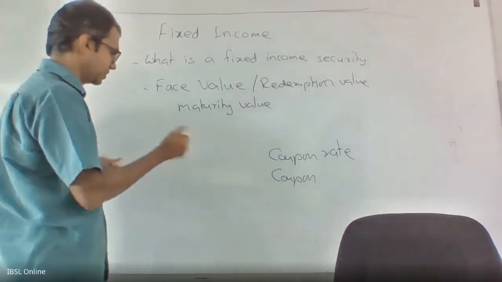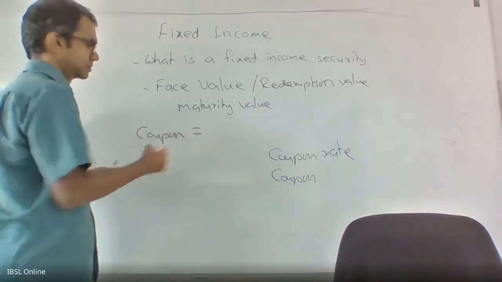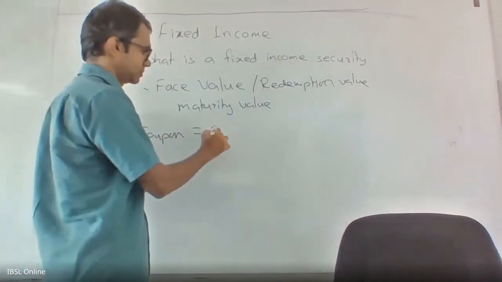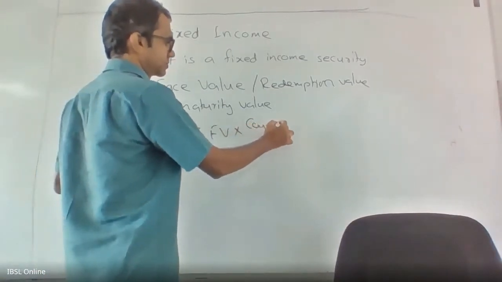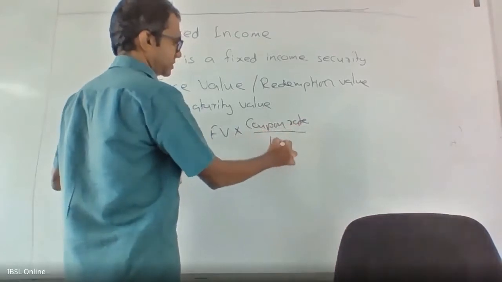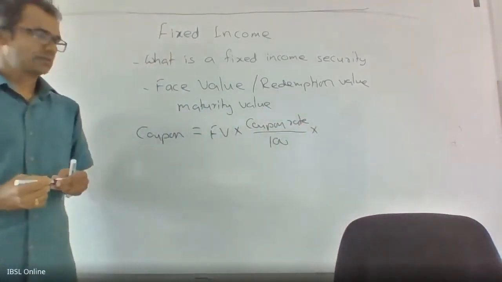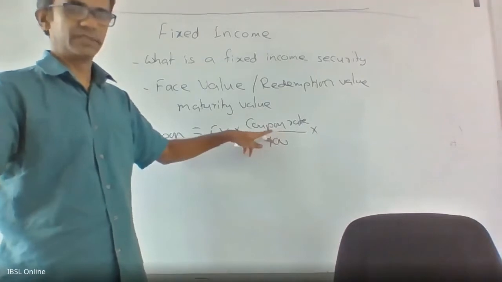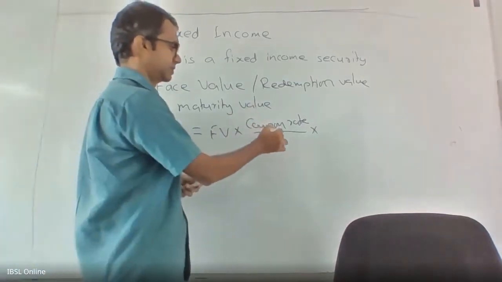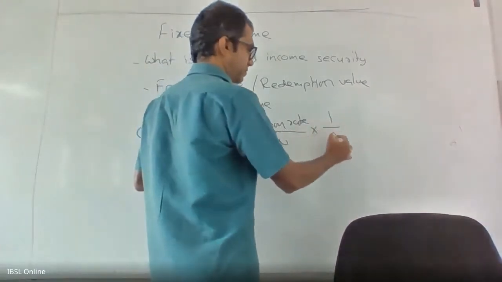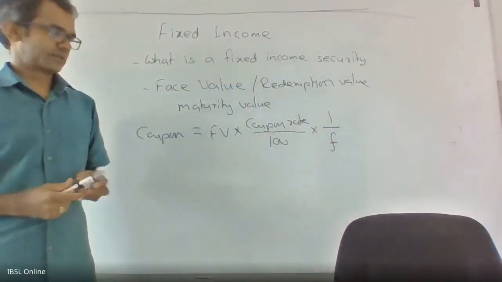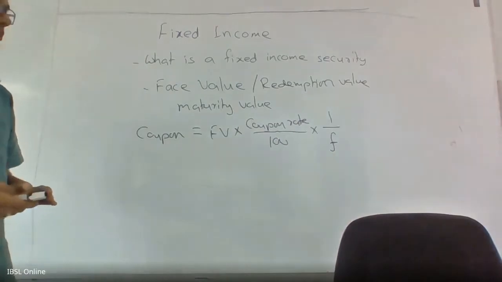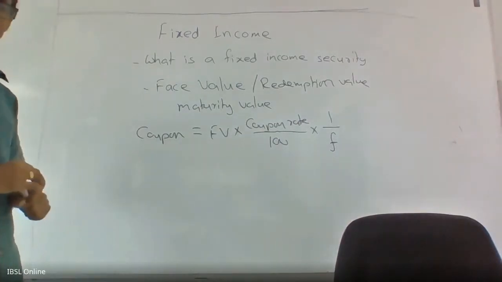So the coupon amount is calculated based on the face value times the coupon rate. That's a percentage, and generally coupon rate is expressed as an annualized figure, an annual interest rate. Therefore, if the frequency is not annual, we have to multiply it by the factor 1 over f, where f is the frequency of the coupon payment. So we discussed all these concepts last week.